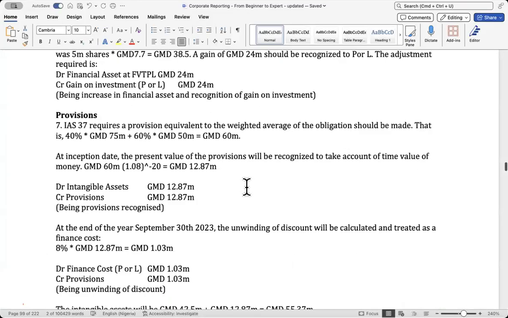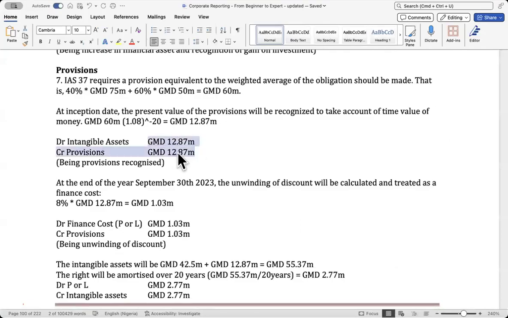So back to provisions. I debited intangible assets with this and credited provisions with this. Like I mentioned, at the end of the year we need to unwind the discount, which is 8% times the opening value of 12.87. That would be 1.03. Unwinding the discount is done through finance costs. So we debit finance costs and credit provisions, being unwinding of discount.